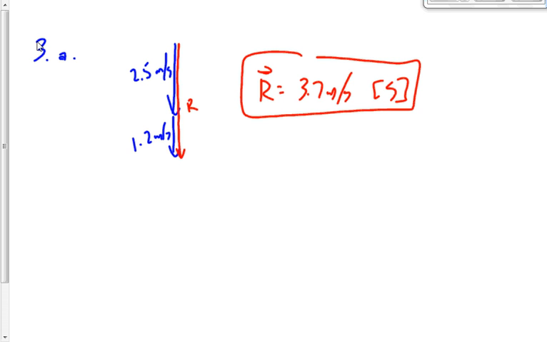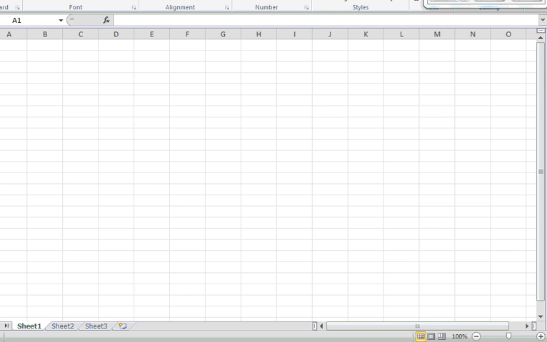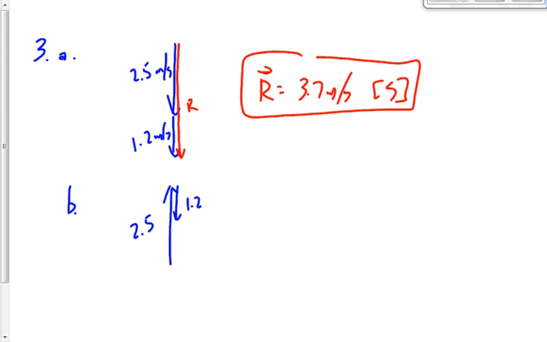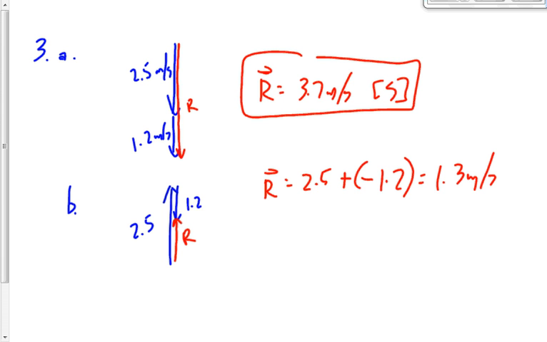Question B says, well, this time the boat is going opposite to that. The boat is headed north. So this time we have 2.5 to the north. We have 1.2 to the south. The resultant vector will be drawn from start to finish like this. Well, the resultant vector here is going to be 2.5 plus negative 1.2, which gives us 1.3. And that's going to be to the north. Okay, again, we could have done that one in our head probably.